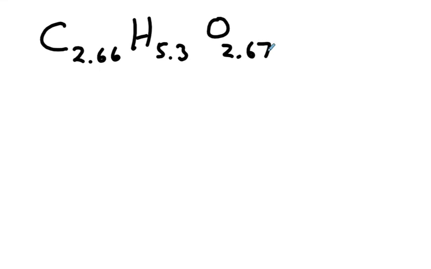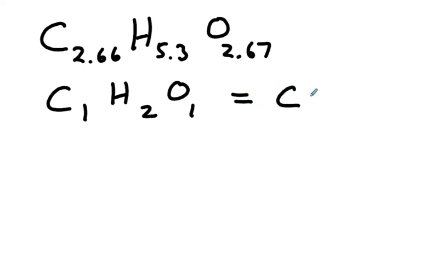And that's obviously not a very nice way to write a formula, although it is a proper ratio, but we like to put these into integers. So the easiest way to generate a list of integers would be to divide all the numbers by the smallest number. So 2.66. When we do this, we get 1, we get 2, and we get approximately 1. So we write this as an empirical formula. We omit the ones. We always omit subscripts when they're 1. So we end up with this.